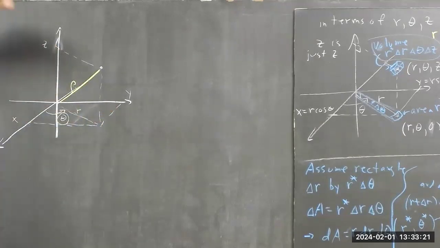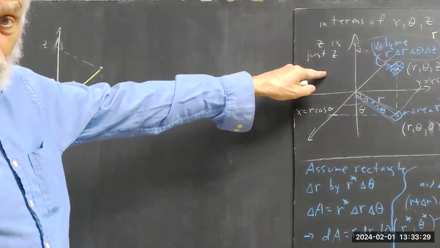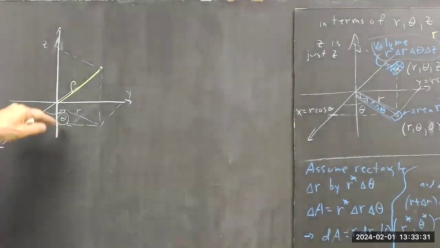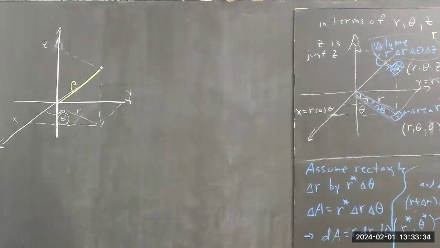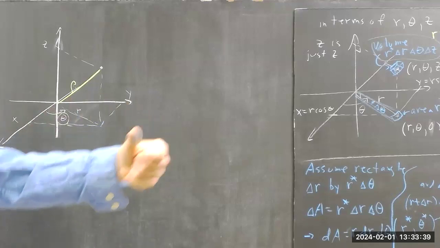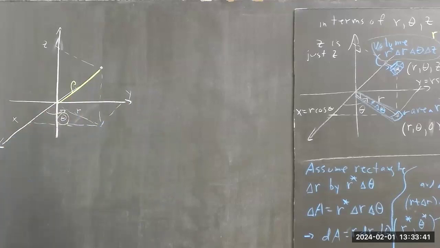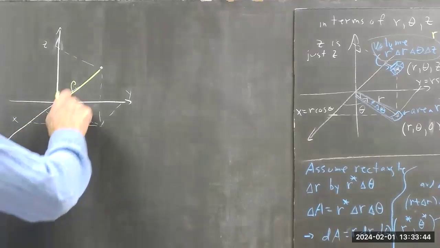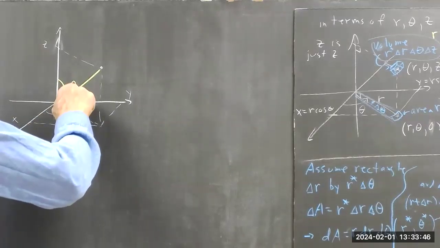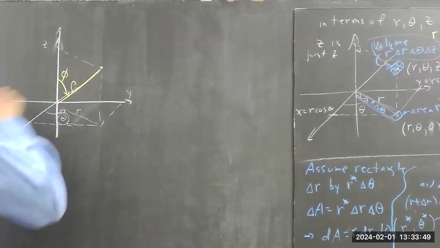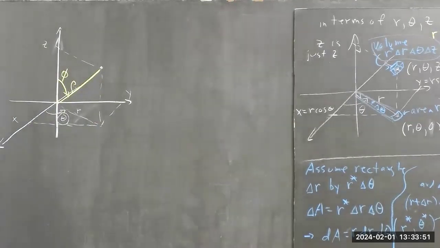Rectangular has nothing in common with spherical. Rectangular has Z in common with cylindrical. Cylindrical has theta in common with spherical. But there's nothing in common between rectangular and spherical. So the other angle is the angle with the Z axis, which is phi, the Greek letter between Z and rho.